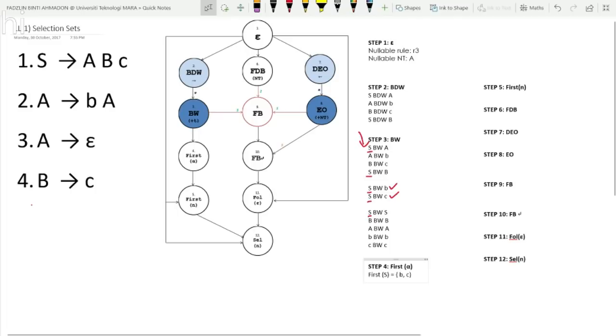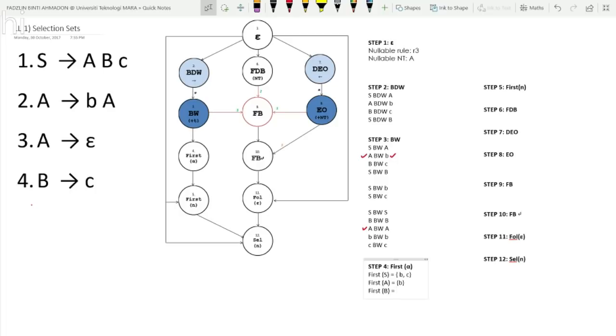So let's continue with the other symbols. After S, I'm going to do A. Okay, first we choose A on the left side, and then from these two, only choose the one that ends with a terminal. So it's only this one. Therefore, first of A is lowercase b, and then first of B.